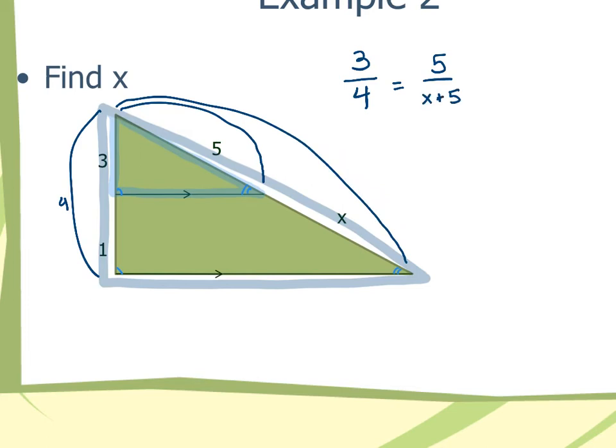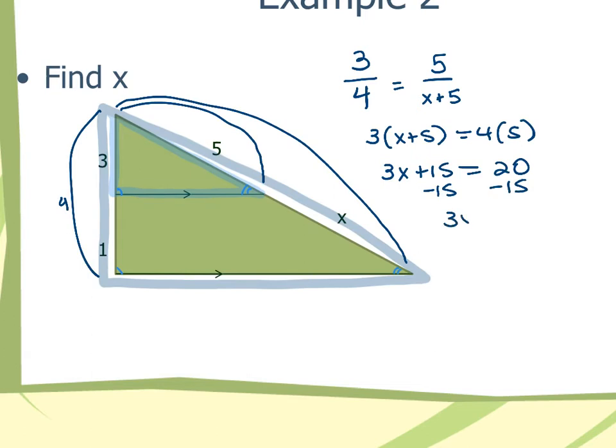Good. And then I can cross multiply. 3 times x plus 5 equals 4 times 5. 3x plus 15 would equal 20. 3x equals 5. x equals 5 over 3, or 1 2/3. And that's one of those cases where you'll leave it like that, because that's a decimal that has to round, and you don't want to round it. Questions?